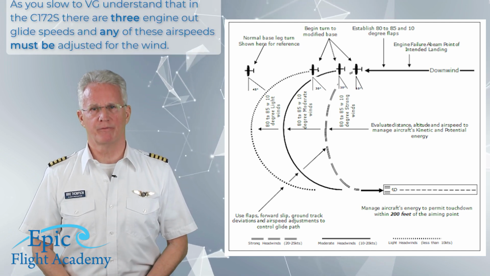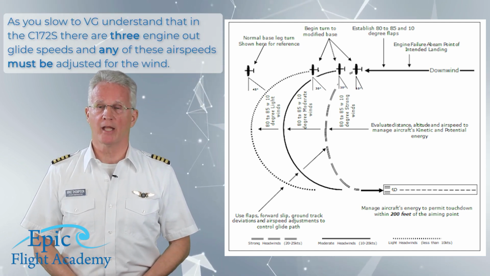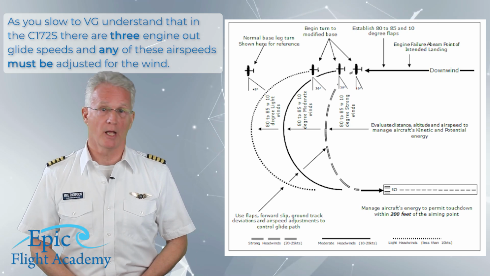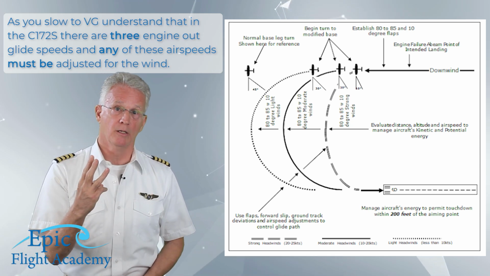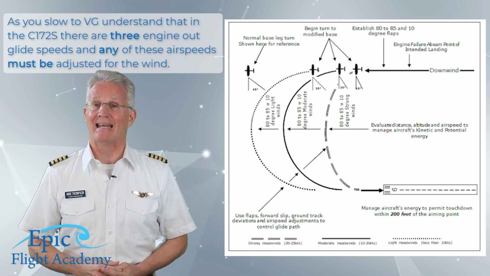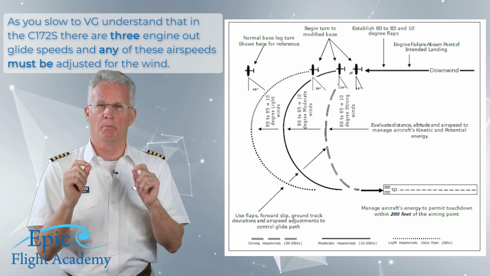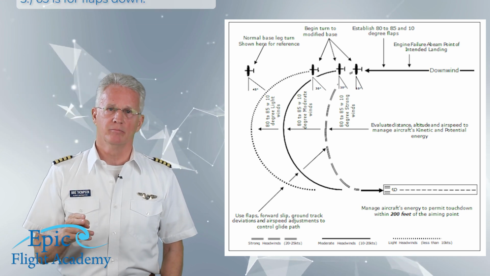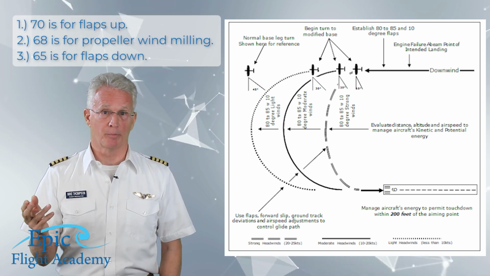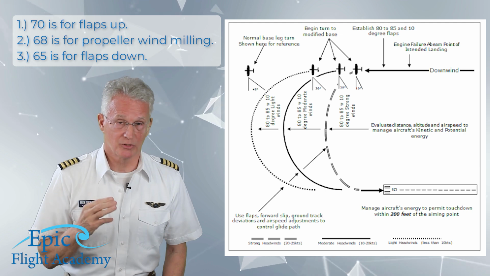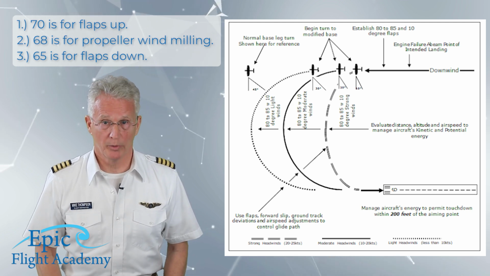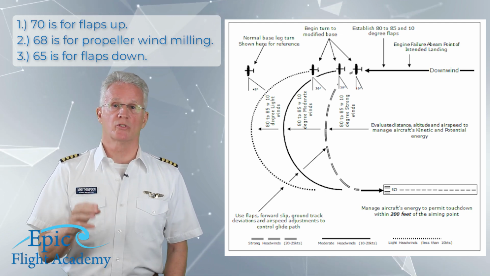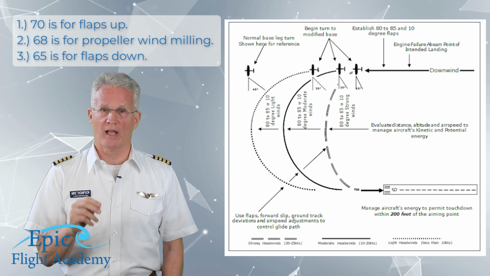As you slow to VG, understand that in the Cessna 172S there are three engine out glide speeds, and any of these airspeeds must be adjusted for the wind. Number one, 70 is for flaps up. Number two, 68 is for propeller windmilling. Number three, 65 is for flaps down.